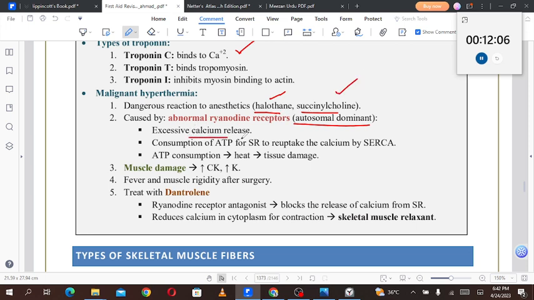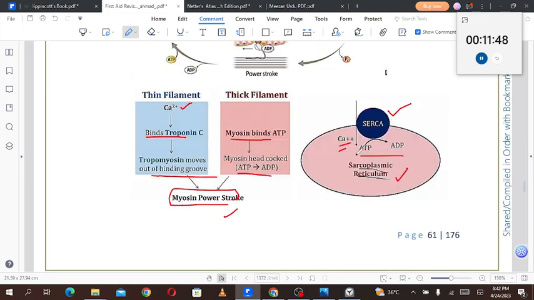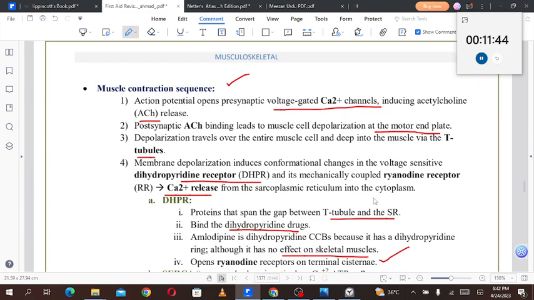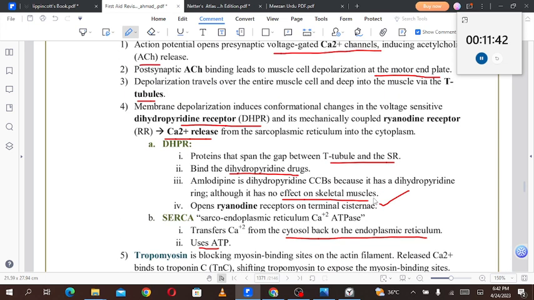there will be excessive calcium release, and consumption of ATP for the sarcoplasmic reticulum to reuptake the calcium by SERCA. If there is excessive calcium release, there must be excessive calcium reuptake as well. So the calcium reuptake is happening there, so there will be excessive ATP breakdown, as we saw in this picture, that ATP is broken down wherever the calcium is moving, and I guess the same thing happens when it is leaving the cell.